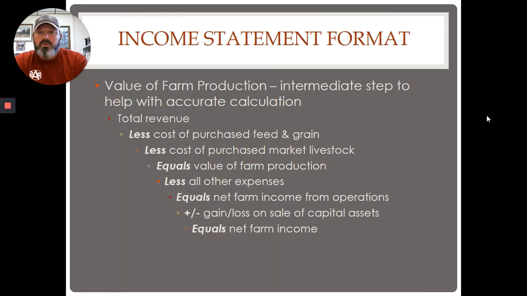So again, what we're looking at more specifically, continuing to drill down, is the value of farm production, kind of an intermediate step to helping with an accurate calculation. So if you look at that revenue, subtract out purchased feed and grain, subtract out purchased market livestock, that gives you value of farm production, less all the other expenses, gives you net farm income from operations. And then there's that capital asset sale again, which probably won't be used, so let's throw a 0 in there. That gives you that net farm income number. Did you make money or did you not for that accounting period or that year?